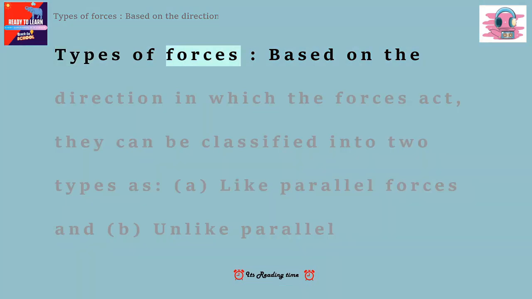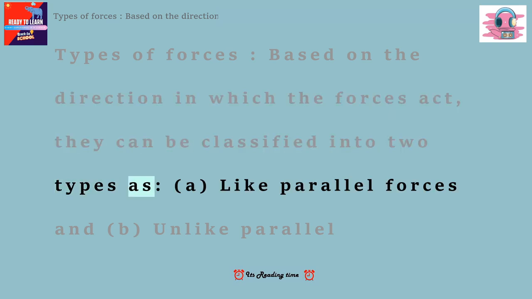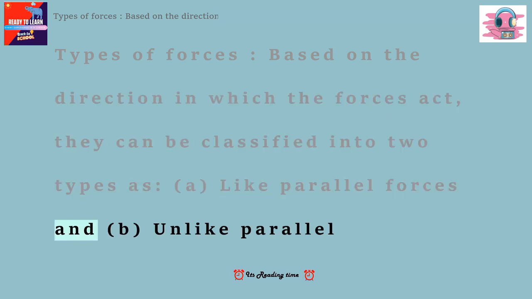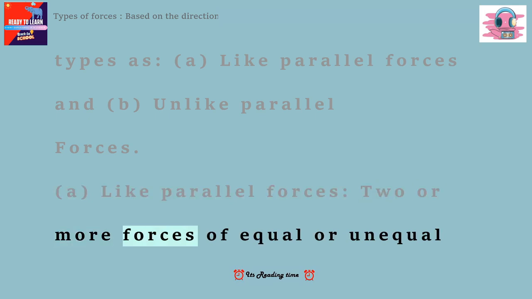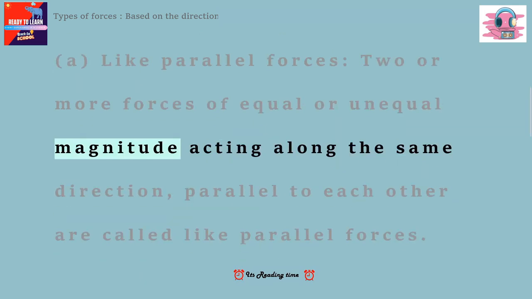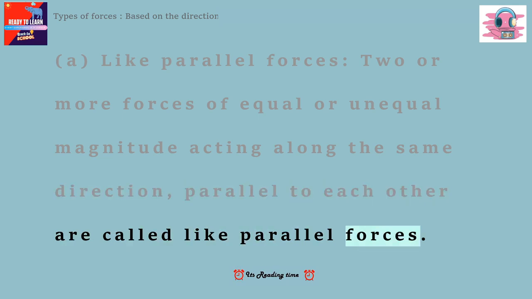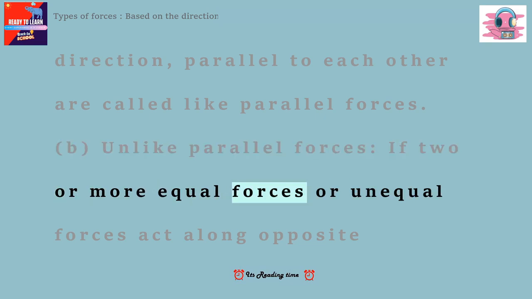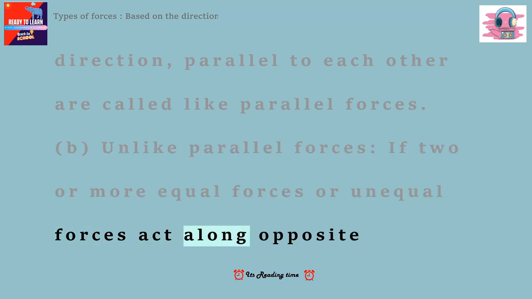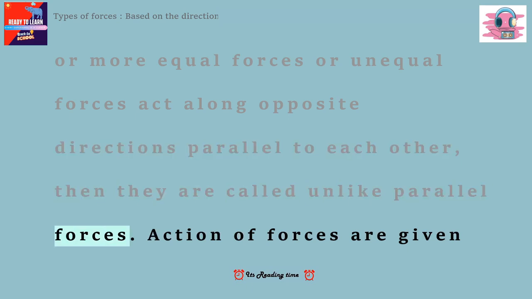Types of forces. Based on the direction in which the forces act, they can be classified into two types as A. Like parallel forces and B. Unlike parallel forces. A. Like parallel forces. Two or more forces of equal or unequal magnitude acting along the same direction, parallel to each other, are called like parallel forces. B. Unlike parallel forces. If two or more equal forces or unequal forces act along opposite directions parallel to each other, then they are called unlike parallel forces.